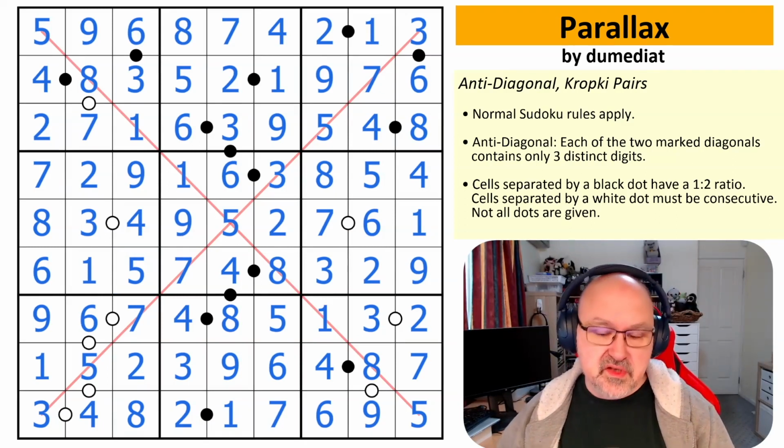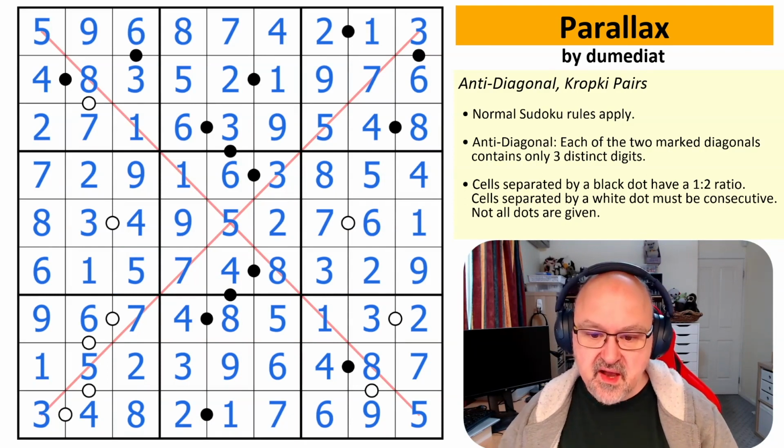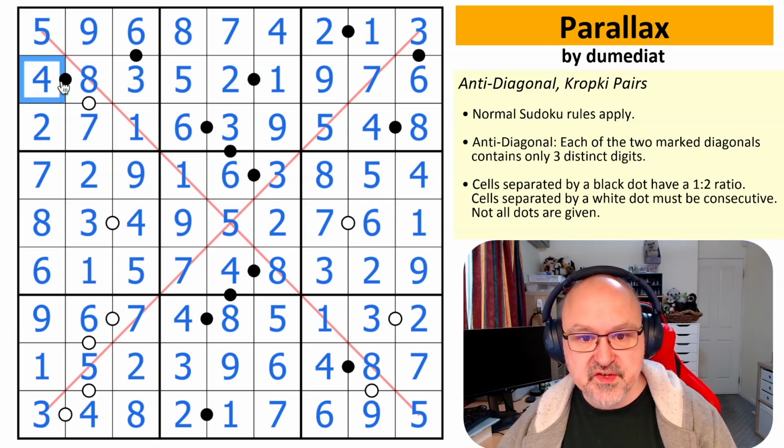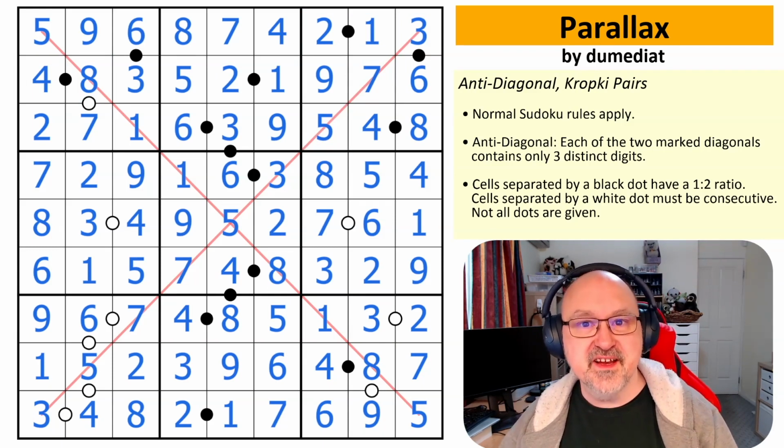Very cool puzzle. Don't see a lot of anti-diagonals, and that was an incredibly clever implementation of one. I love the way these Kropki dots played off each other, having to find the 5 7s and use that to apply the pressure. Very cool puzzle. Thank you very much for sending that one in.